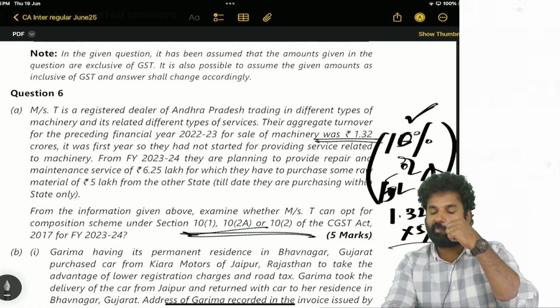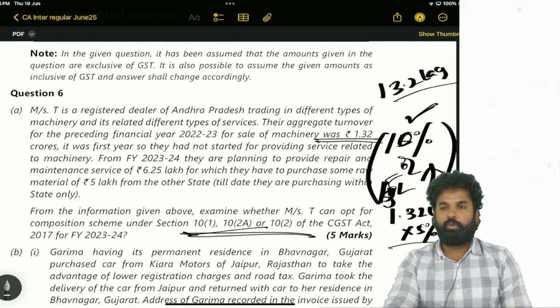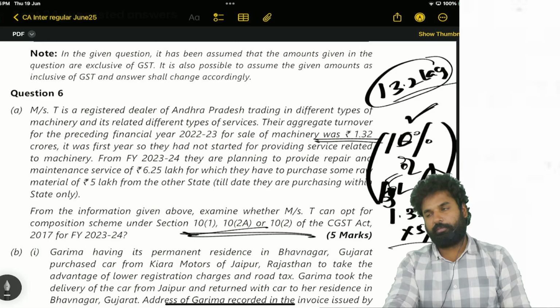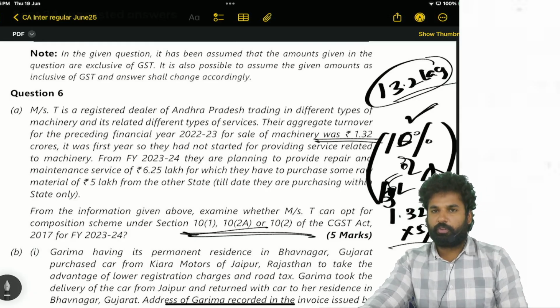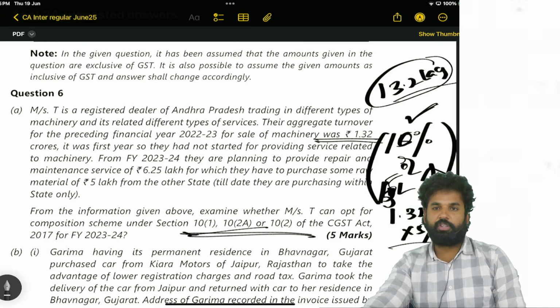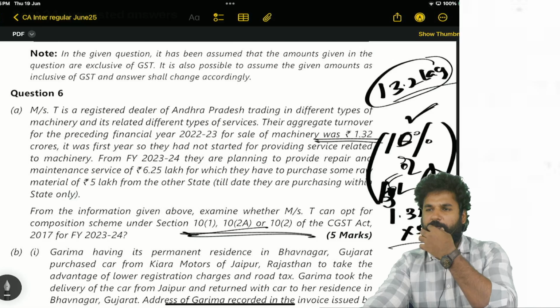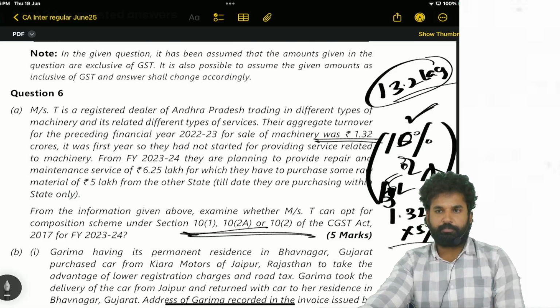Composition scheme. I think 10% is 5 lakhs. So up to 13.2 lakhs, the services part can be there. Here the services part is only 6.25, correct? So that's why they are eligible for composition scheme under section 10 subsection 1. Are you getting this point? Do you remember this concept of composition scheme?